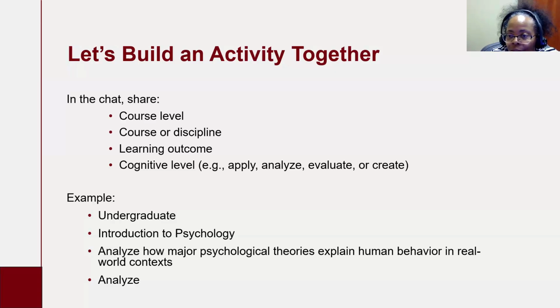Let's see. Going through. So courses are coming in: graduate level political science, comparative politics. Okay, let's see. I see American history discovery. There's a biology course.